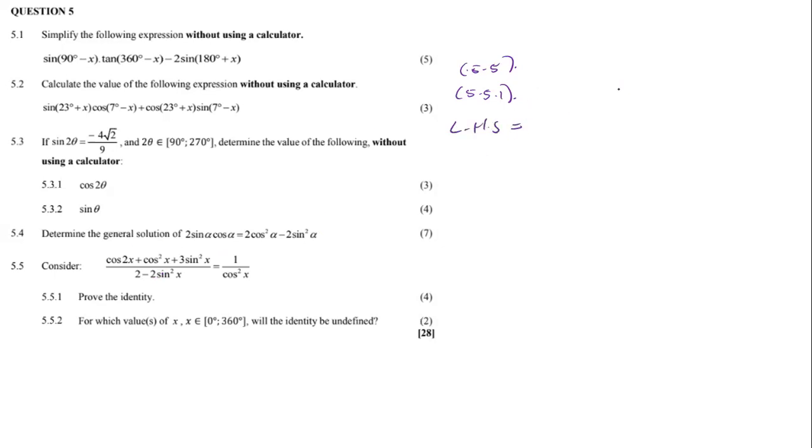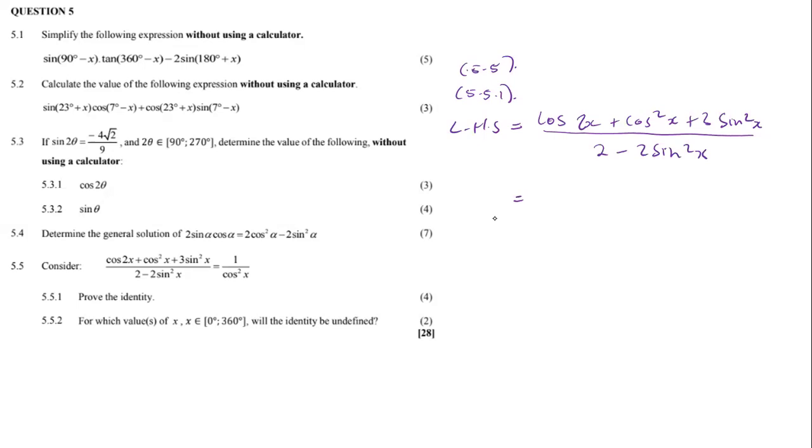We take our left-hand side, which is cosh 2x plus cosh squared x plus 3 sine squared x. Then we divide that by 2, subtract 2 sine squared x, right? So we took the most complicated side. When you prove identities in trigonometry, like I said, you should follow the golden rules. Number one, you take the most complicated side. We took the most complicated side.